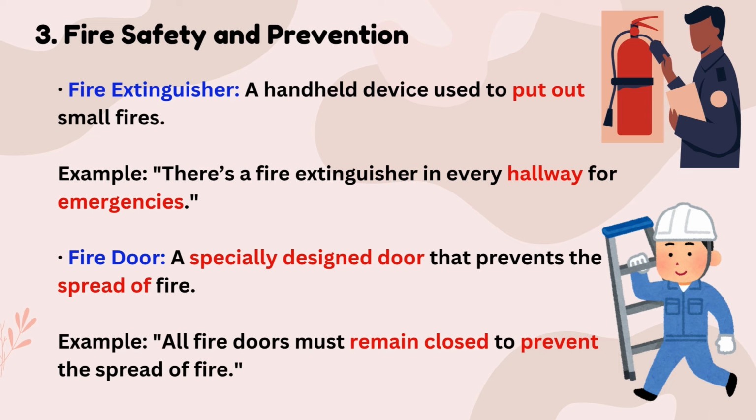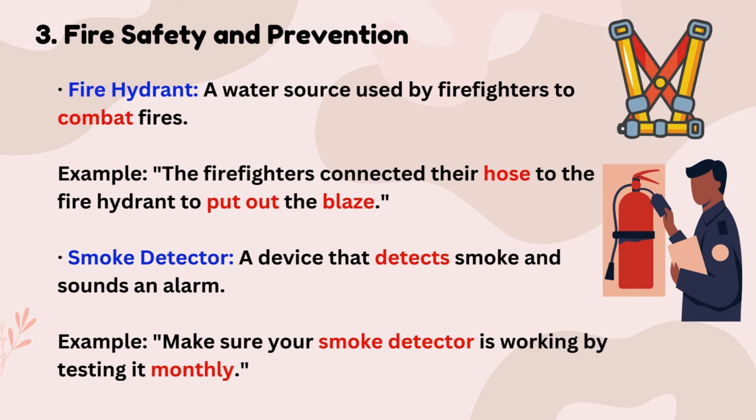Example: there's a fire extinguisher in every hallway for emergencies. Fire door: a specially designed door that prevents the spread of fire. Example: all fire doors must remain closed to prevent the spread of fire. Fire hydrant: a water source used by firefighters to combat fires. Example: the firefighters connected their hose to the fire hydrant to put out the blaze.